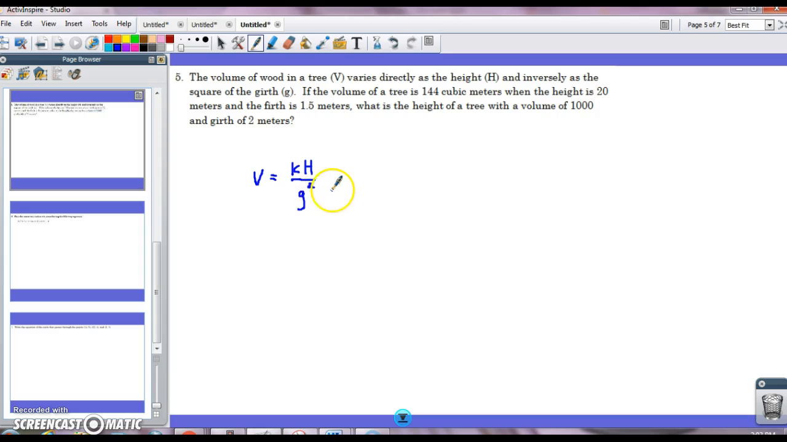Okay, so that's how we would set that up. Direct variation, it's K, your constant of variation, times the number. Inverse means you have the fraction in there. So the first thing we have to do is figure out K. It says if the volume of the tree is 144, and when the height is 20, and the girth is 1.5, so we know K times 20 over 1.5 squared.